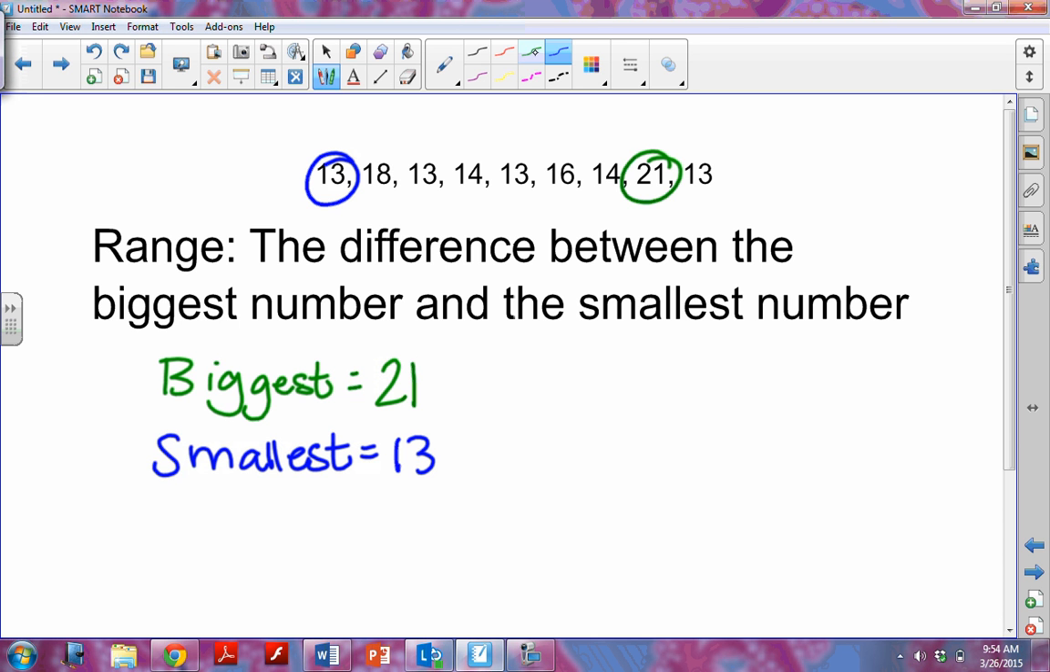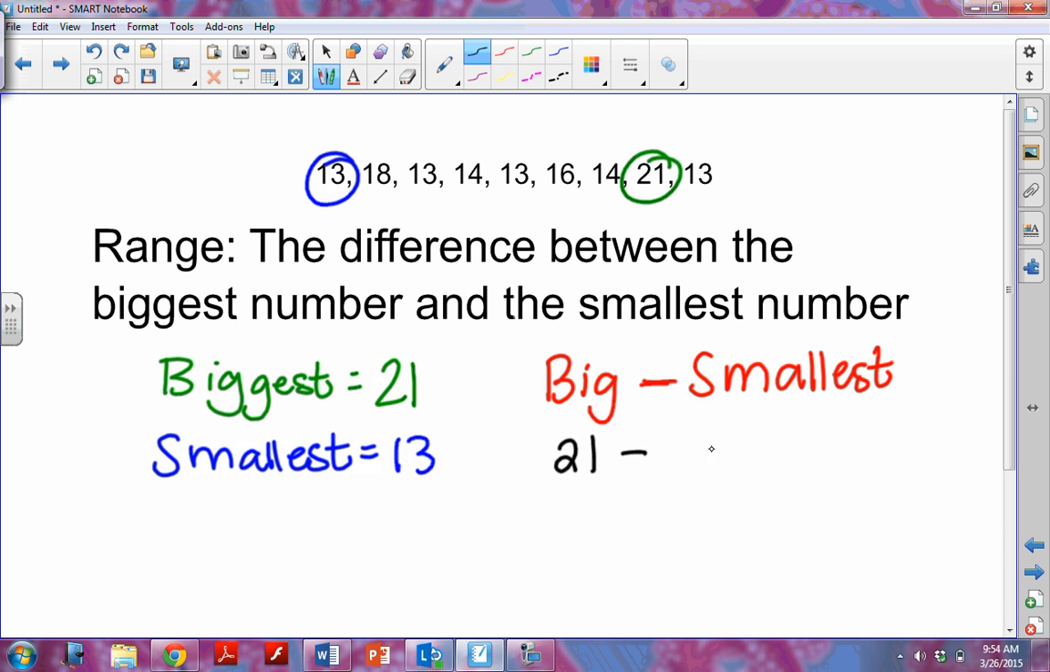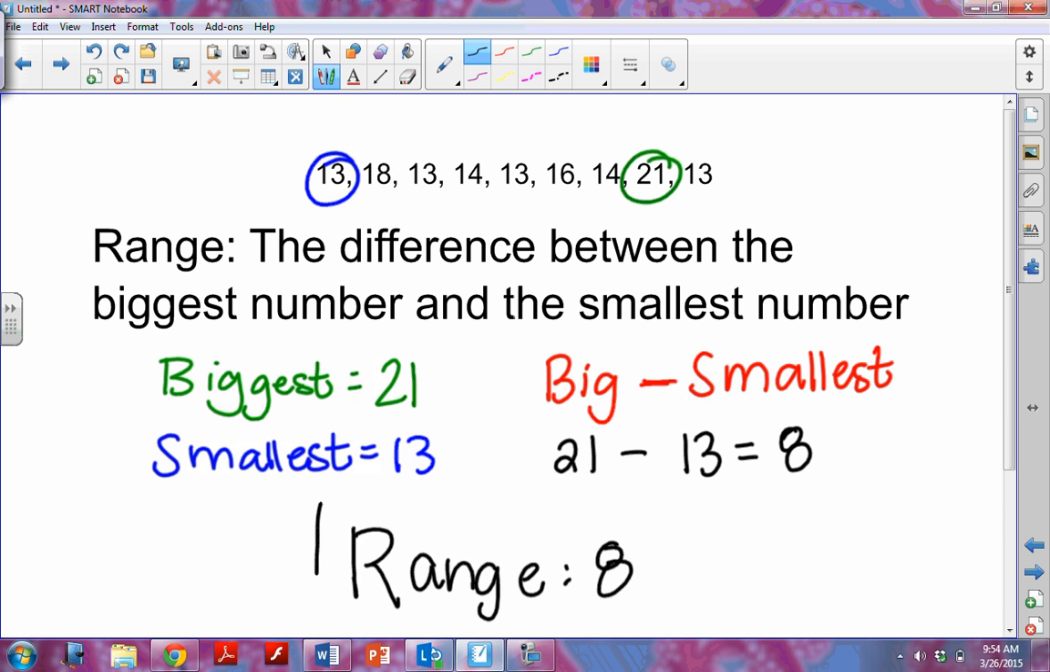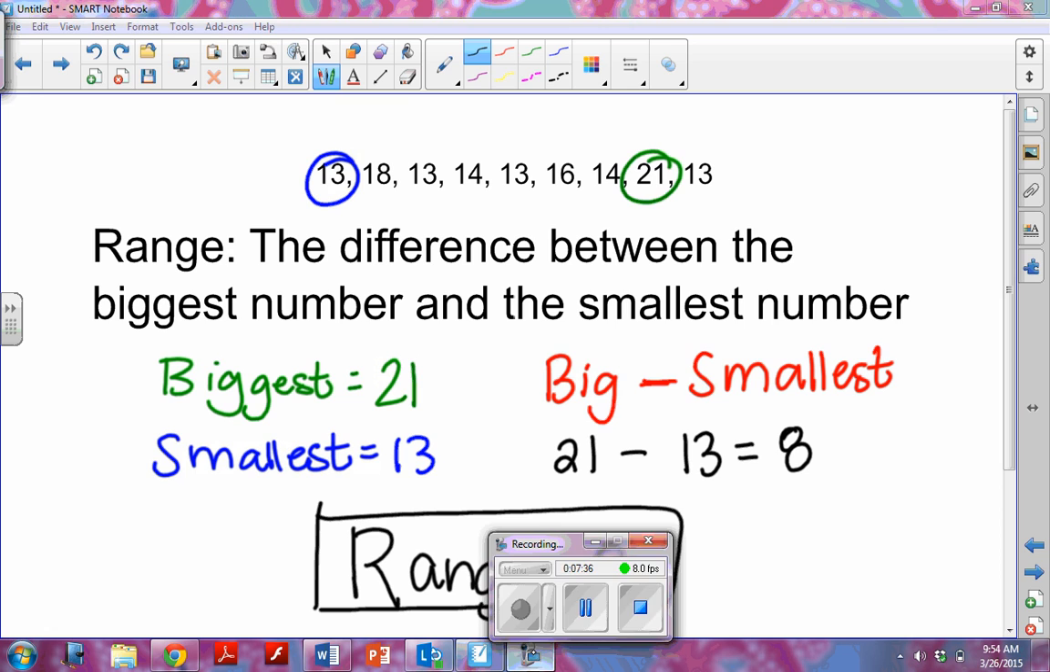When I find the range, I take the biggest number minus the smallest number. So my biggest number is 21, and I'm just going to fill in the blanks, minus 13. So 21 minus 13 gives me 8. So my range for my data set is 8. And that's my final answer. And that's it. That's all you have to do.